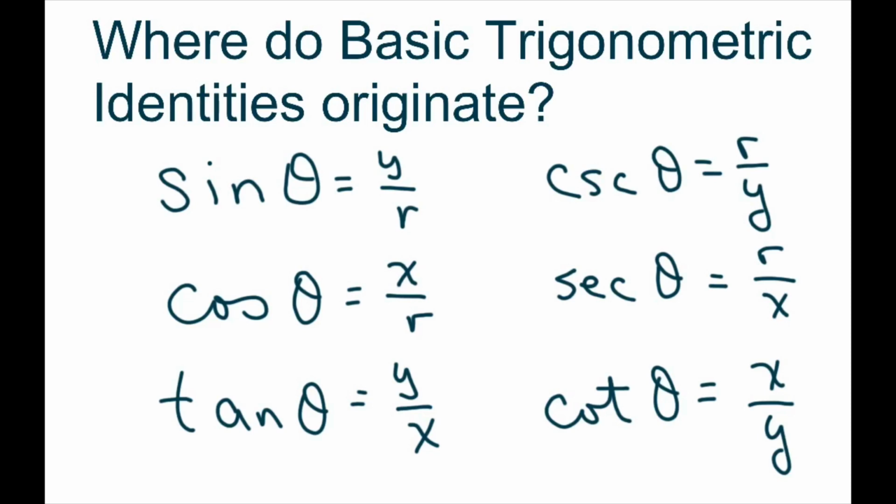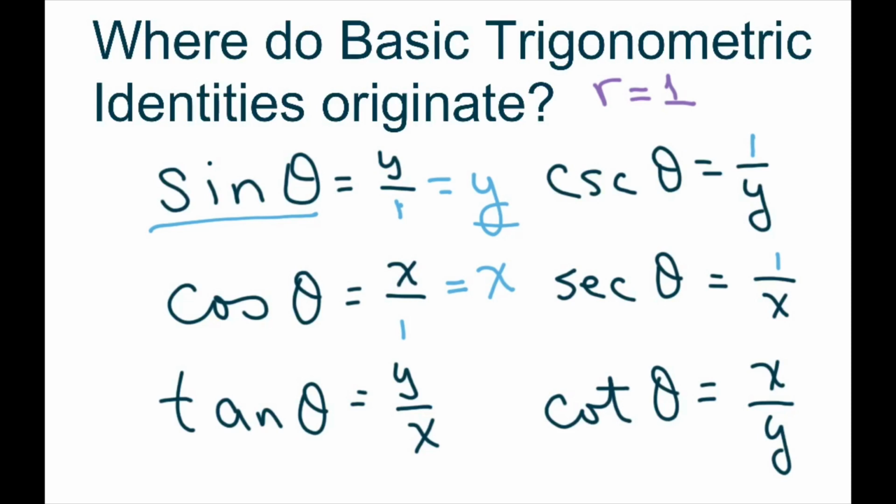We're going to talk about where basic trigonometric identities originate. What we're going to do is, on this part here, let r equal 1 for the unit circle. So if r is 1, I'm going to change all these r's to 1. So that's 1, 1, 1, 1. Therefore, sine is your y, cosine is your x. When you're on the unit circle and all basic identities, you're going to know that r is 1.